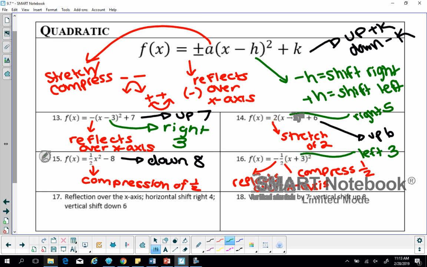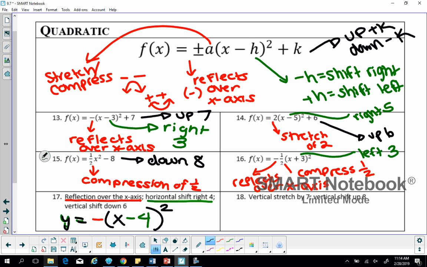All right, who could do 17 for me? Negative, because it reflects over the x-axis. Then it's x minus 4 if it's shifting right. Then plus 6. I mean, no, down, negative 6. Perfect. It's my fault. So make sure you guys are right.